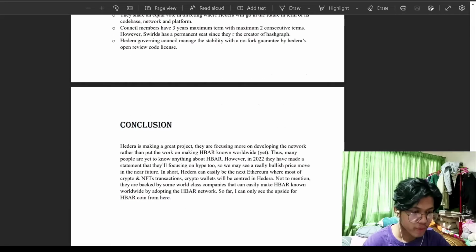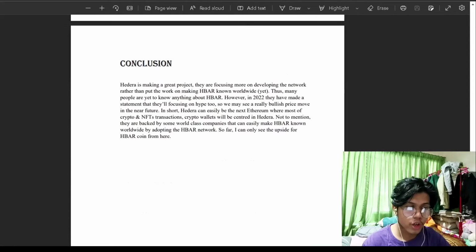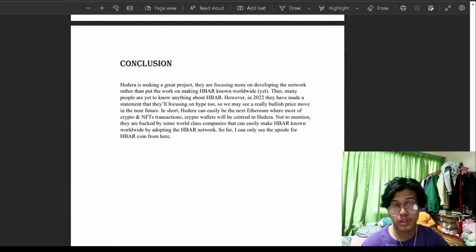Okay. So after the governance, this is the second last part, the conclusion. The conclusion is not what Hedera thinks of itself. The conclusion is not what other investors think about Hedera. This is what I think about Hedera. The conclusion is not copy-pasted from another website. The conclusion is I wrote it myself, purely from my own mind.